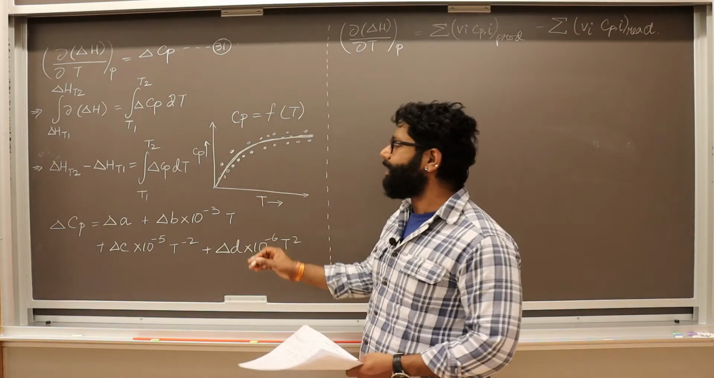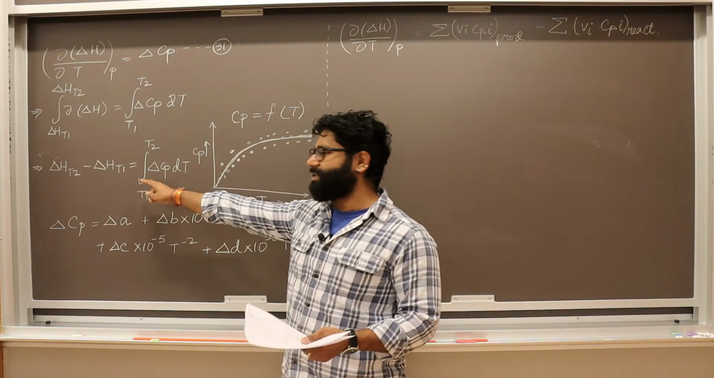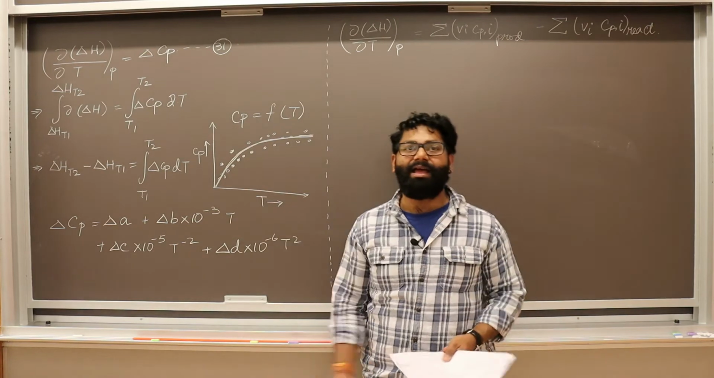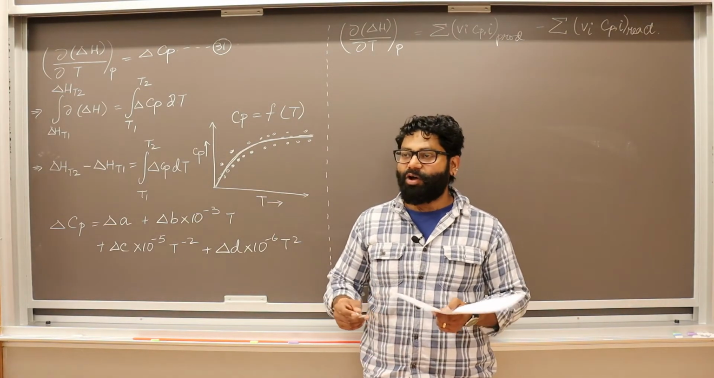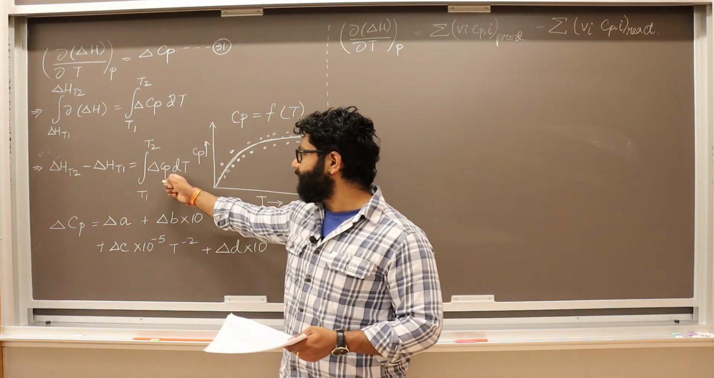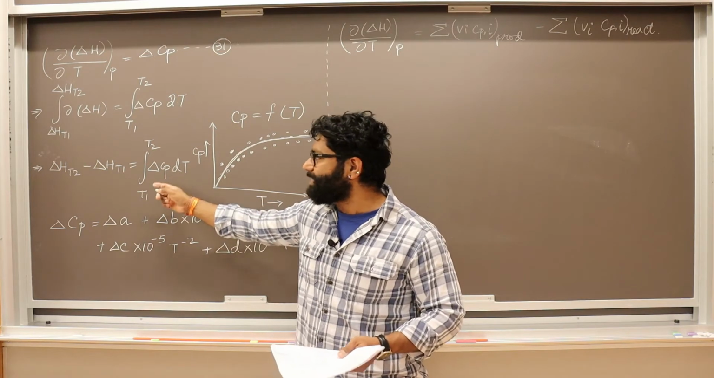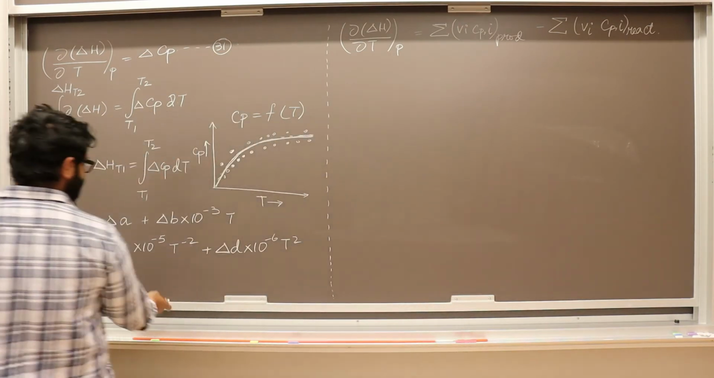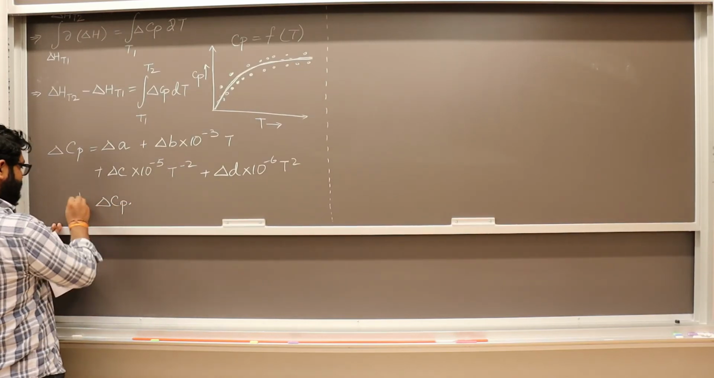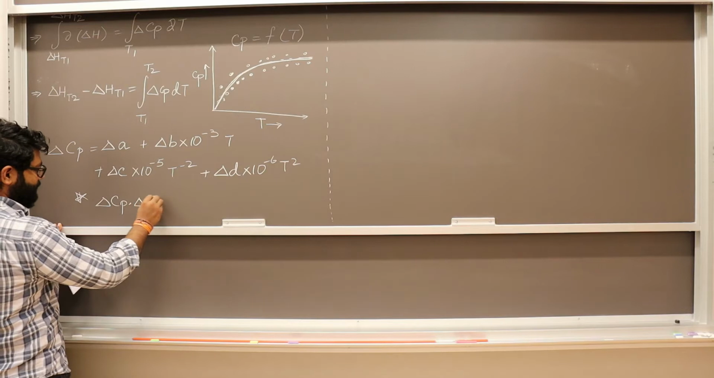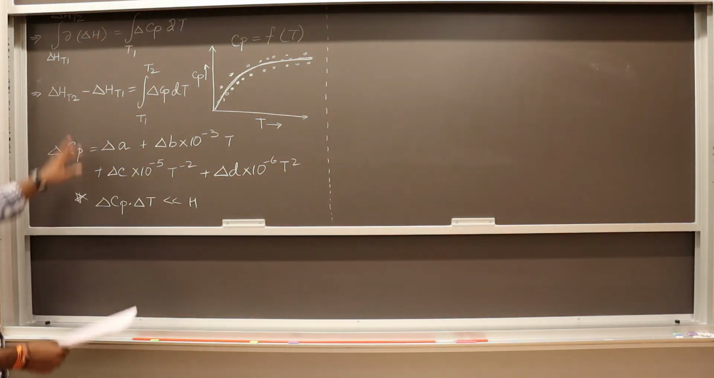So you can use that single value and calculate delta H2 minus delta H at T1, but it will have some errors in it. As long as the product of delta Cp and delta T is less than the value of the delta H's, as long as the Cp dT is less than the H values, you will be able to find this.